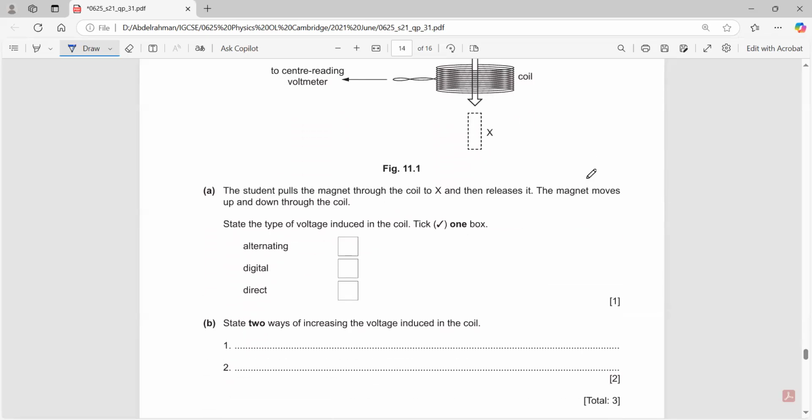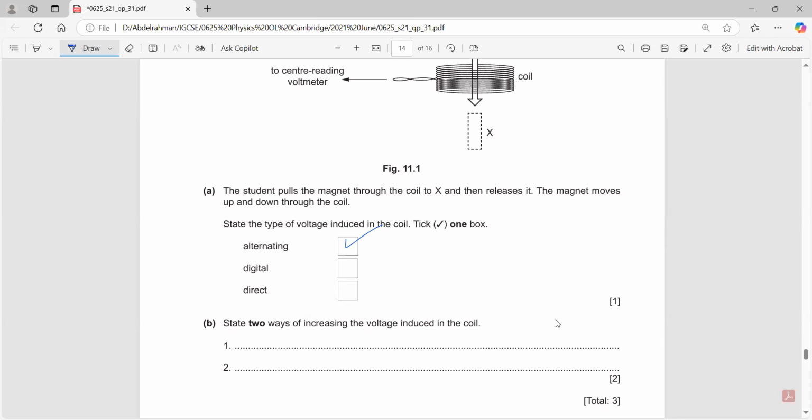State the type of voltage induced in the coil. It is definitely alternating. Why is it definitely alternating? Because it keeps on moving up and down. The magnet keeps on cutting the coil. The magnetic field keeps on cutting the coil. So as the magnetic field cuts the coil, what happens? It produces an induced current, not just any induced current, actually an alternating induced current.